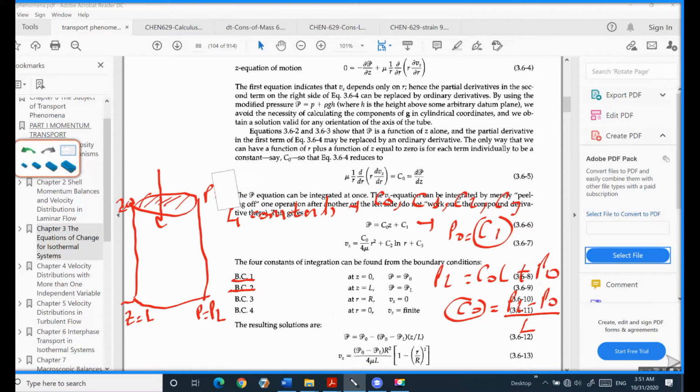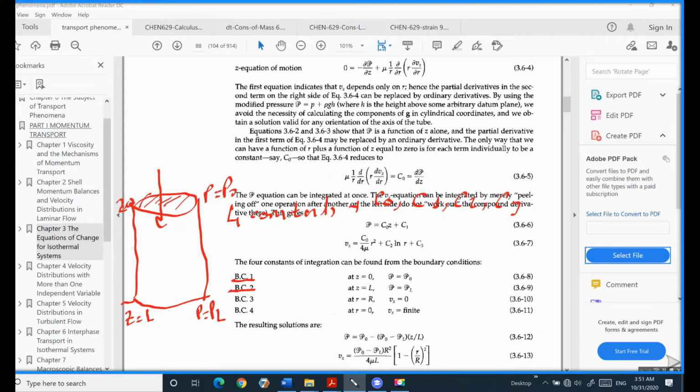Actually, if we continue our discussion, if we do the same thing for this, if we define the third boundary condition, this is the center of the tube, so this is the radius of the tube R. The third boundary condition: when r is equal to R, we are in this corner. In this corner, small r is equal to big R. Then our velocity vz is going to be 0 at this surface. You know that. For the fourth boundary condition, when r is equal to 0 at the center, we have some finite vz. You know that.